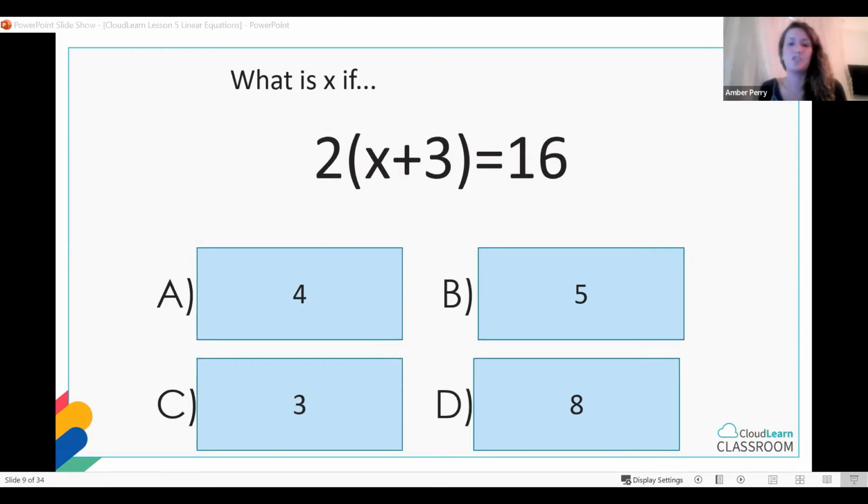Okay, so now we've got 2 times x plus 3 equals 16. Is it 4? Is it 5? Is it 3? Or is it 8? Okay. Hopefully that's been long enough. I'm going to launch that poll. There we go.